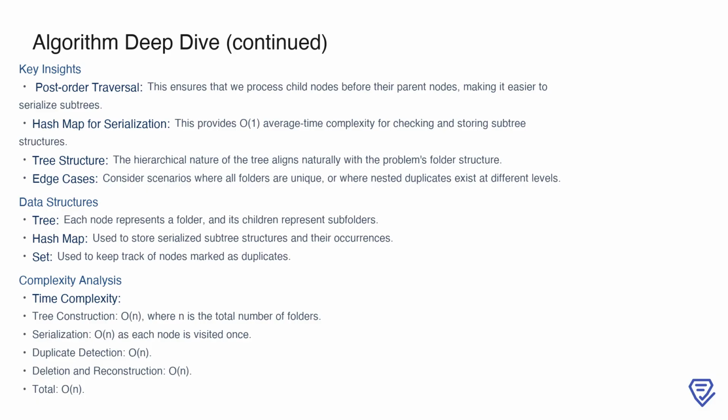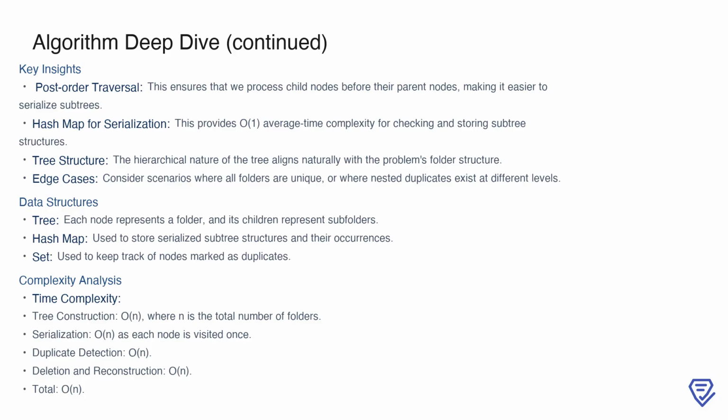Several key insights and data structures make this algorithm effective. First, post-order traversal is crucial because it ensures that child nodes are processed before their parents, which is necessary for accurate subtree serialization. Using a hash map to store serialized strings allows us to achieve constant average time complexity for lookups and insertions, making the process efficient.